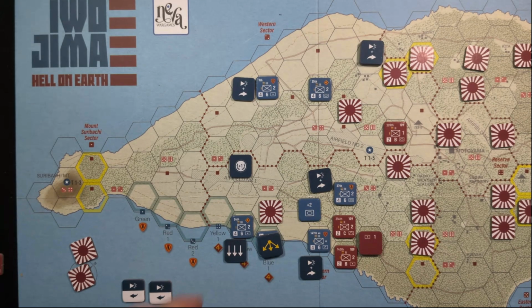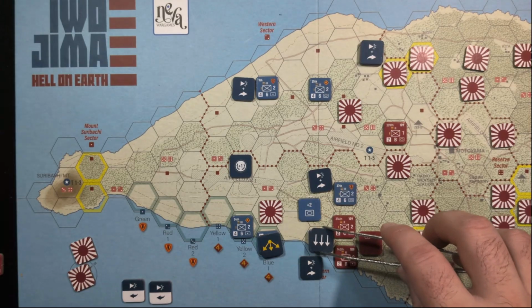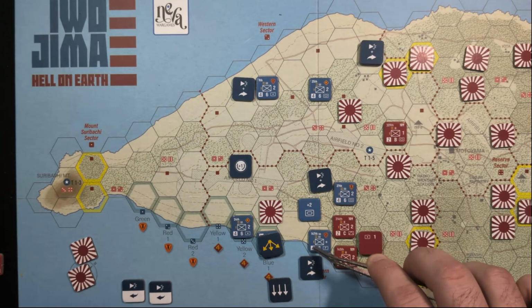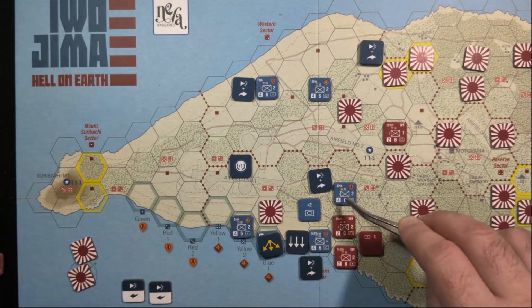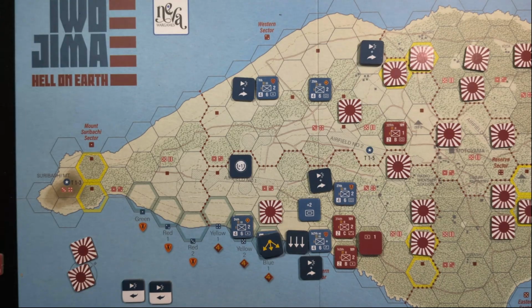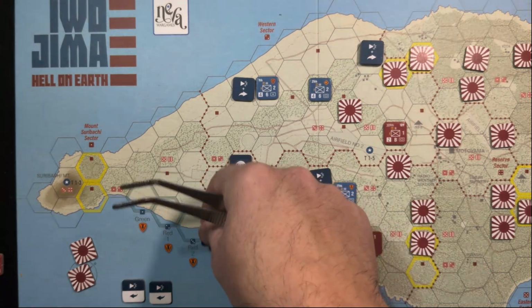If we had a unit showing a disorganized retreat marker, this combat factor would be reduced by 1. So it would be a 3 instead of 4. If that had been the case, you would have 4 plus 3, 7. So instead of 4 to 1, we'd have a 3 to 1. So we would be in a worse situation. But that's not the case.